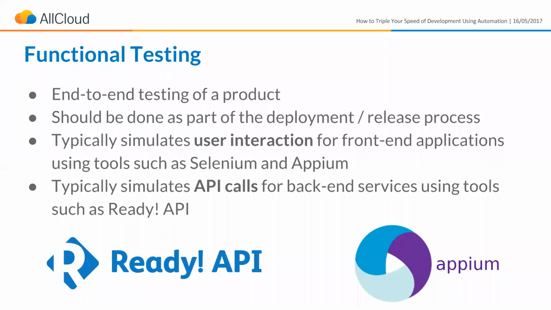The last type of testing we'll talk about is functional testing. And this is obviously the costliest kind of testing. This means end-to-end testing of your product. And it should be done as part of your deployment and release process. Now, functional testing, the actual nature of the testing depends on the type of application. So typically with front-end application, you simulate user interactions using tools such as Selenium or Appium. And for backend services, you typically simulate API calls using tools such as Ready API.